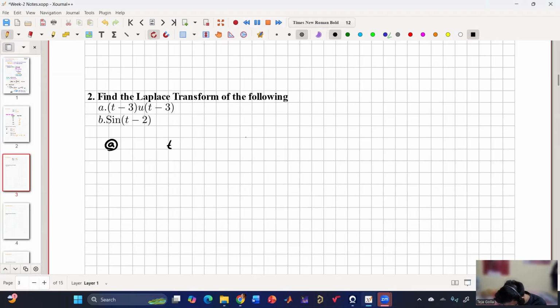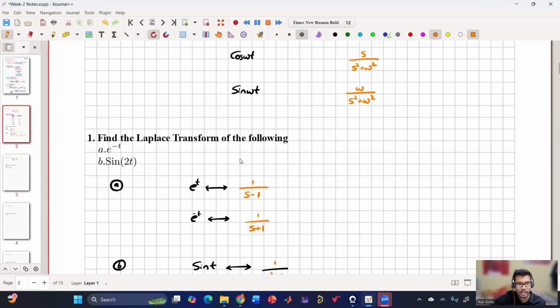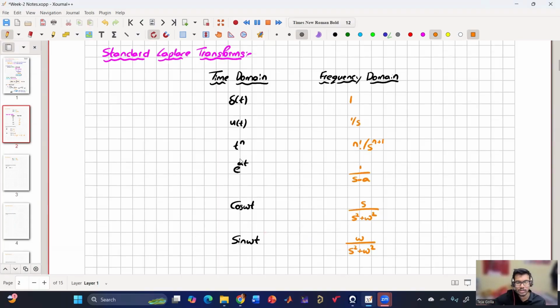So for t into u of t, what will be the Laplace transform? Anyone? u of t means basically t only, but u of t is 0 before time t equals 0 and u of t is 1 after, which means our function is t and it starts from t equals 0. So now if you go back to this table, can you tell me what is the Laplace transform of t?